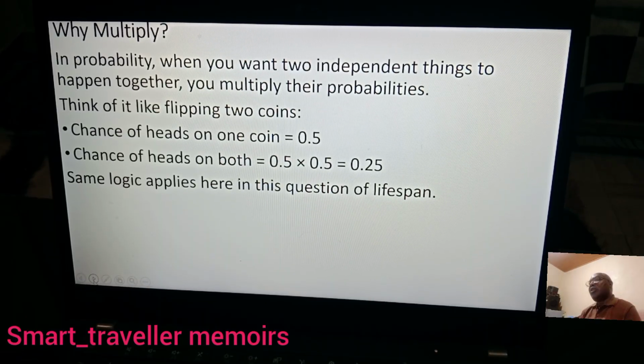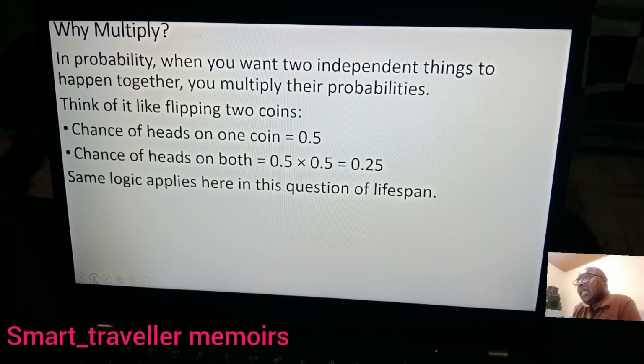Why do you multiply independent events? In probability, when you want two independent things to happen together, you multiply their probabilities. Here, you think of it like flipping two coins. The chance of heads on one coin is 0.5, and the chance of heads on both is therefore 0.5 times 0.5, which is 0.25. Same logic applies here in this question of lifespan.